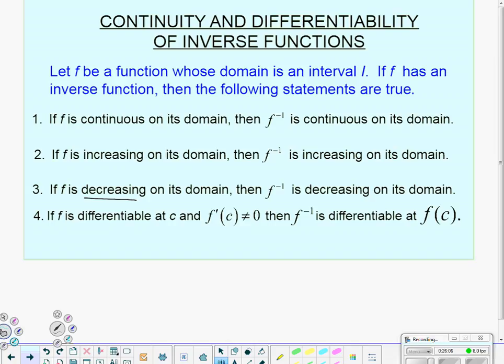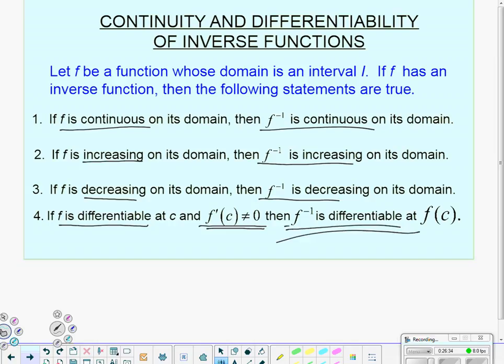Okay, continuity and differentiability. If f is decreasing on its domain, then f inverse is decreasing. That's kind of cool. If f is increasing on its domain, then f inverse is increasing. If f is continuous, f inverse is continuous. So just some good things to know. If f is differentiable at c, and we know that f prime of c is not 0, such that a derivative exists at that c, then the inverse will be differentiable as well. So just some good things to keep in your head.